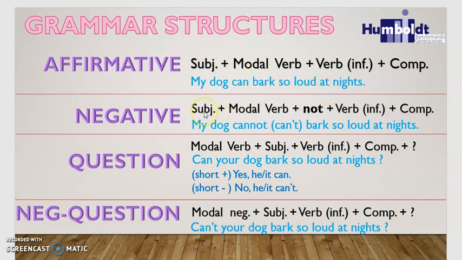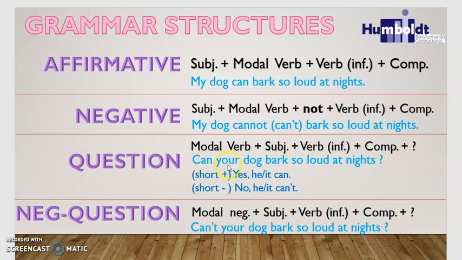So for the negative sentence we only add not after can, so we can write cannot or can't. And we have the following sentence. My dog cannot or can't bark so loud at nights. Right? So this is very easy. We only add not. For the question we make a change. First the modal verb and after that the subject. And later the verb infinitive, the complement, and the question mark.